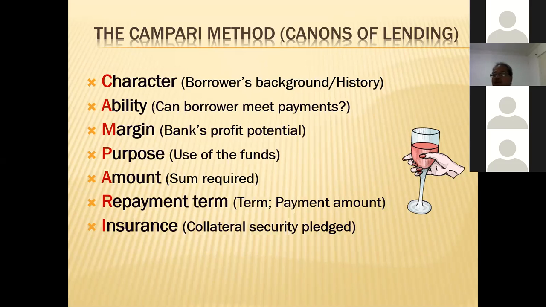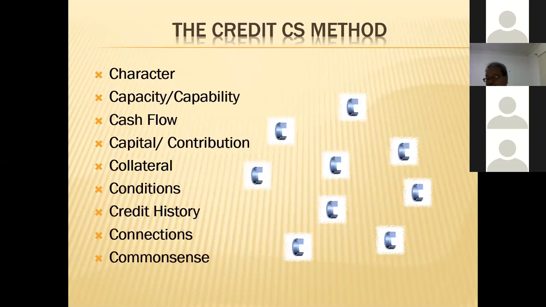Right. So let's take a quick look at the credit Cs method. So the credit Cs method, we have character, which is the same as the first letter in CAMPARI. That's where you know your customer, his background, his history, and you use this knowledge to assess the risk.